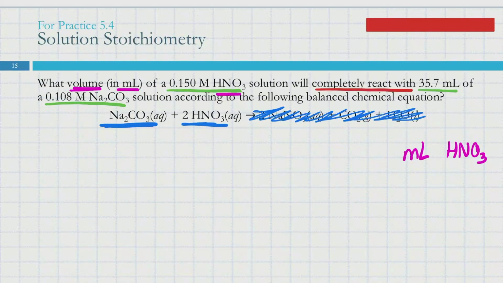Okay, so we need to get to milliliters HNO3. We can get to volume of nitric acid. We need something that relates volume and something else. Any ideas?